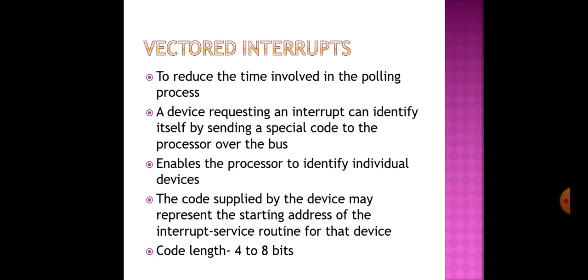To reduce the time involved in the polling process, another technique is introduced, called vectored interrupt, where a device requesting an interrupt can identify itself to the processor by sending a special code to the processor over the bus. This enables the processor to identify individual devices. That means if a device needs to raise an interrupt request, it must send a special code to the processor. On receiving this code, the processor identifies the device that raised the interrupt request, and the code supplied by the device may represent the starting address of the interrupt service routine for that device, and the code length ranges from 4 bits to 8 bits.